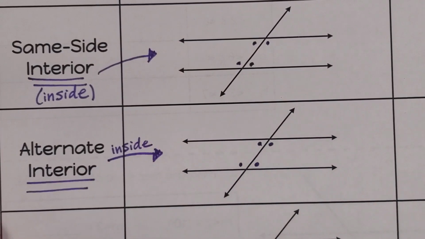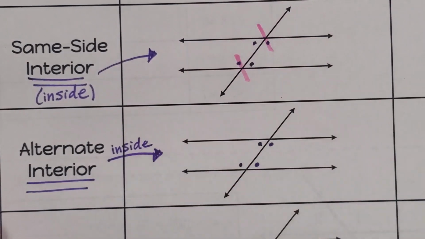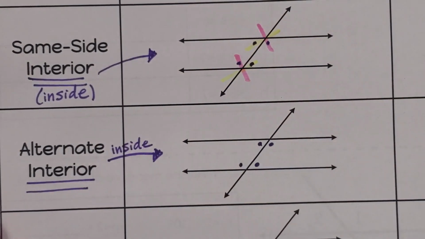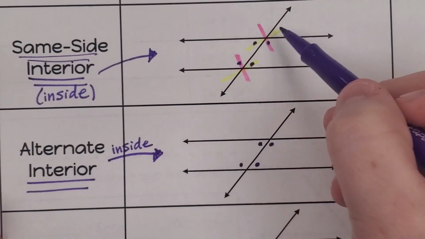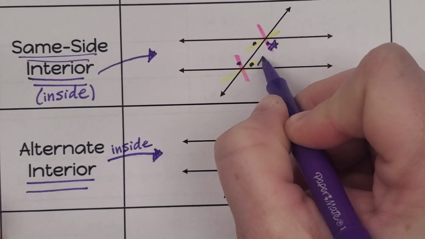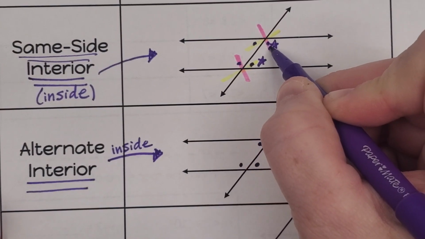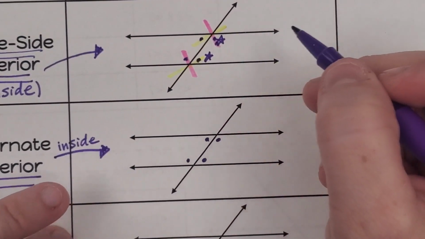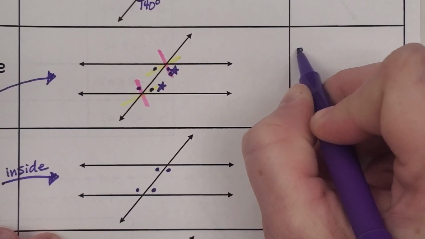When I look at these angle pairs, based off of highlighting them, if they are on the same side of the transversal, I would be talking about this angle and this angle. They're on the same side of this transversal line. One of them is pink and one of them is yellow, which means that they are not equal to each other. So they would not be congruent, but they would be supplementary.